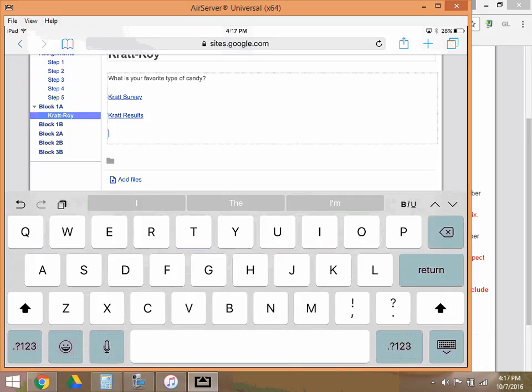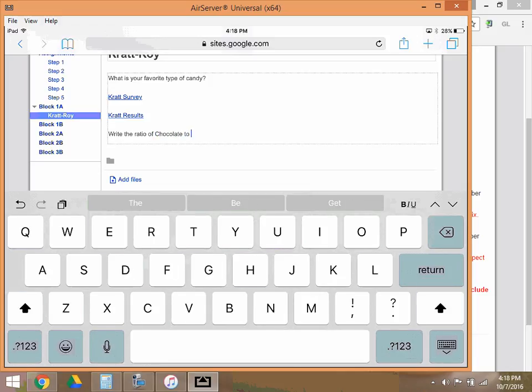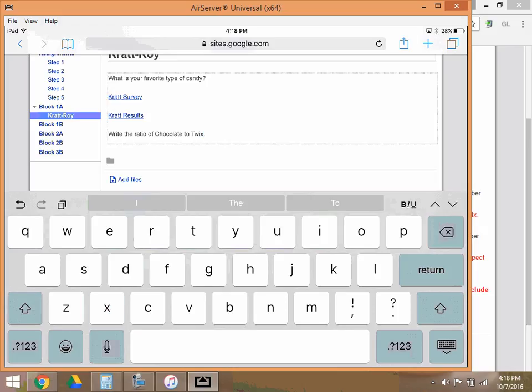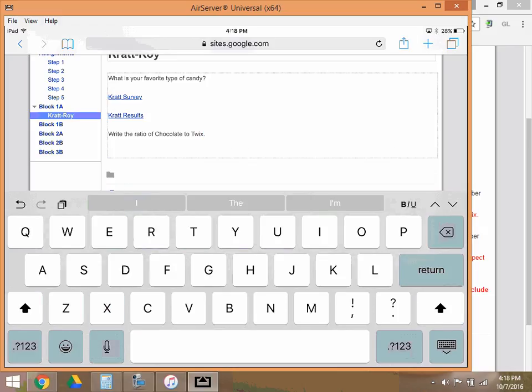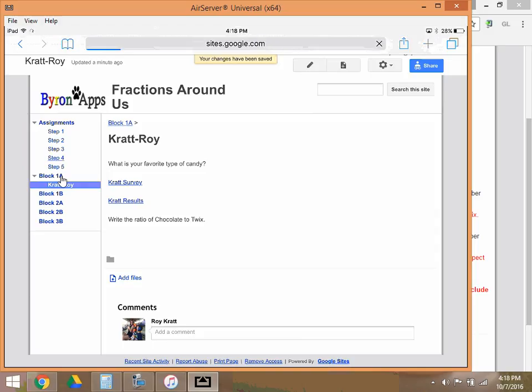So write the ratio of chocolate to Twix. Okay, and so when people go to your page, they're going to see that question and they're going to have to use your results page to answer that question for you. But you can't just ask one question. So I'm going to hit save here and I'm going to go back to step 4.